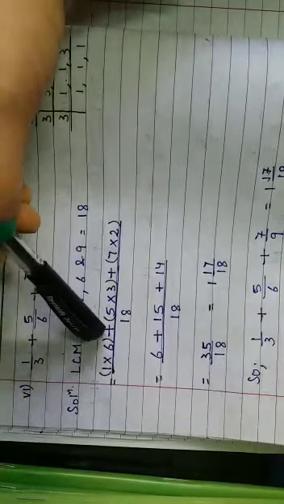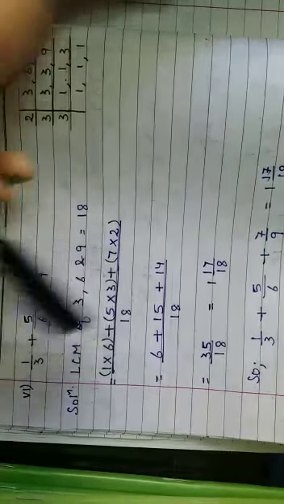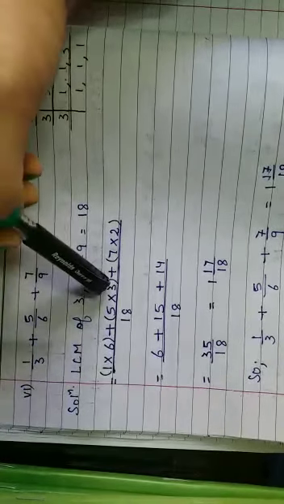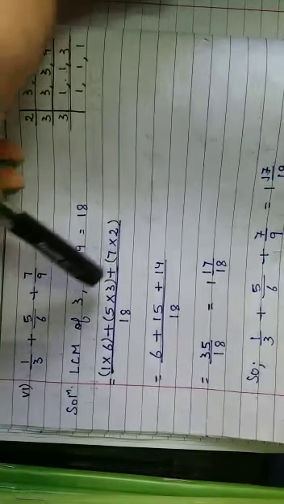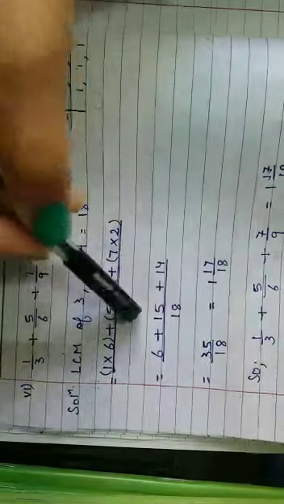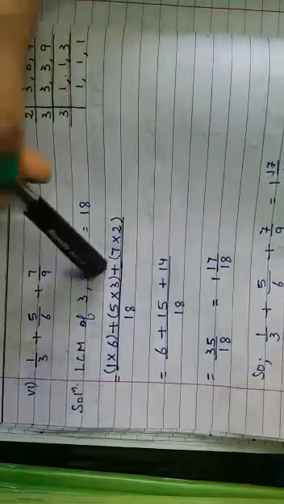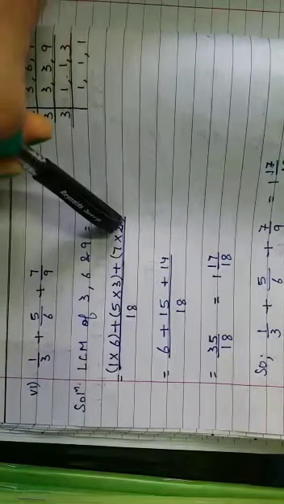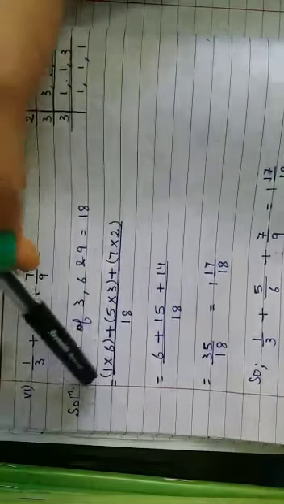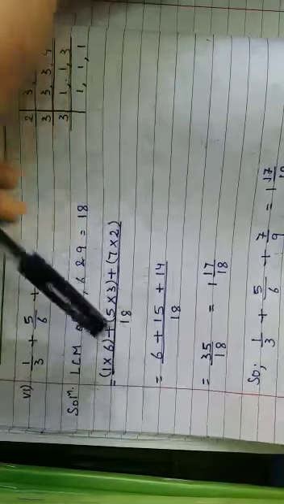Then plus. Then 6 how many times will be 18? 6 3 times will be 18, so 5 multiplied by 3. Again the addition sign. Then 9 how many times will be 18? 9 2 times will be 18, so we multiply the numerator also with 2, that is 7 multiplied by 2. Then we simply multiply and add: 1 6 is 6 plus 5 3s are 15 plus 7 2s are 14 upon 18.